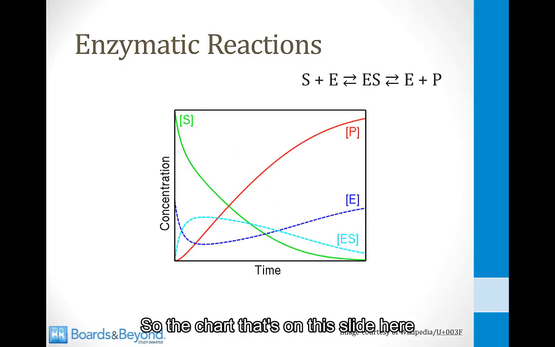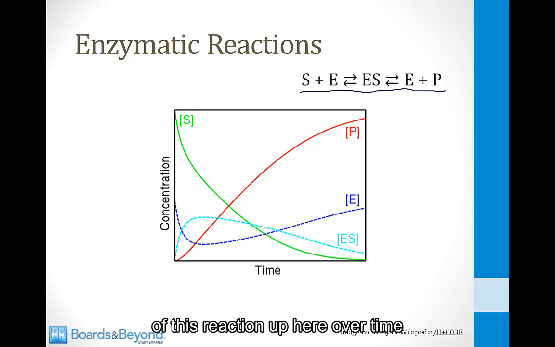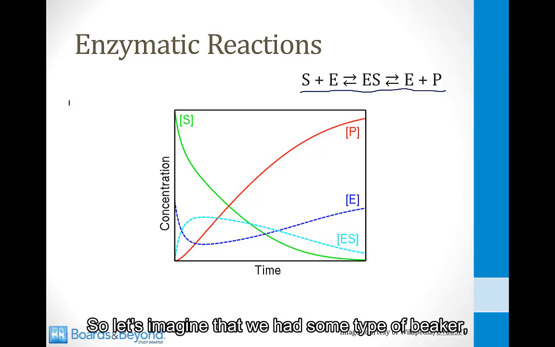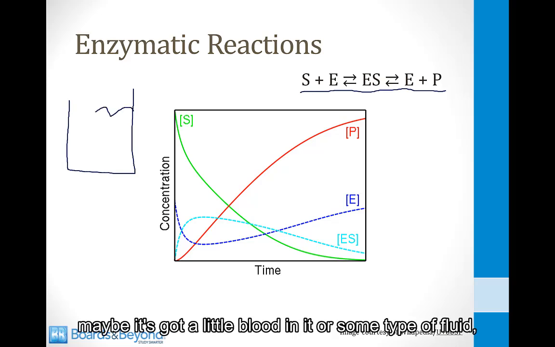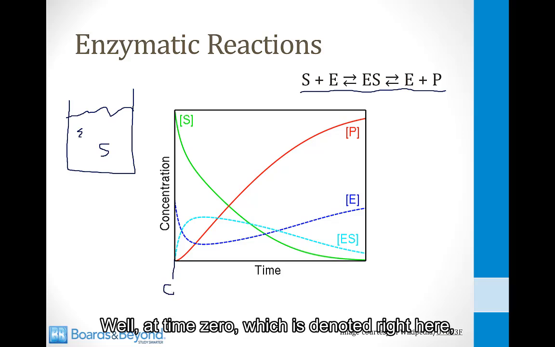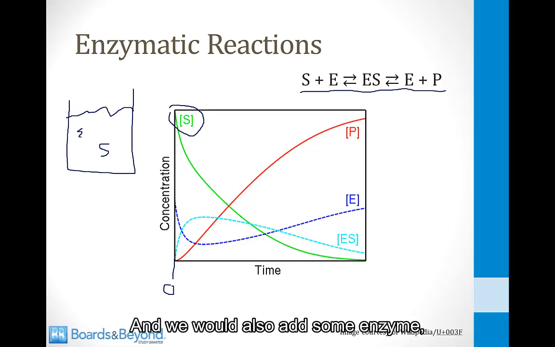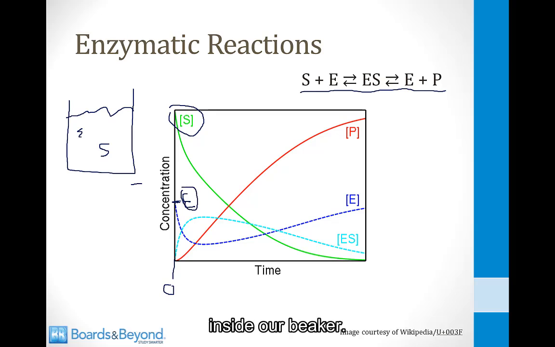So the chart that's on this slide here is a classic pharmacology chart showing what would happen to all the different components of this reaction up here over time if we put some substrate and some enzyme in a closed container together. So let's imagine that we had some type of beaker, maybe it's got a little blood in it or some type of fluid, and we put a bunch of enzyme in it and we put a bunch of substrate. Well, at time zero, which is denoted right here, the concentration of substrate would be fairly high. And we would also add some enzyme, that's the blue stuff right here. So there'd be a concentration of enzyme E that we would have right here. And this is what we'd start with at time zero inside our beaker.